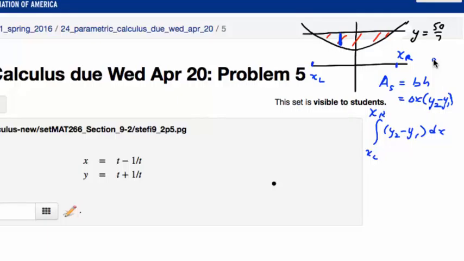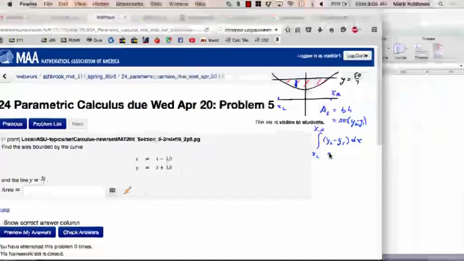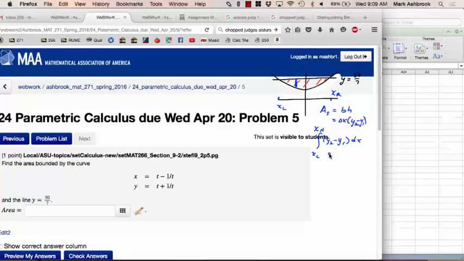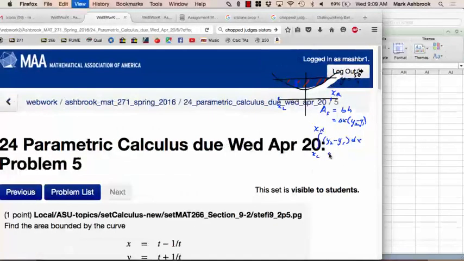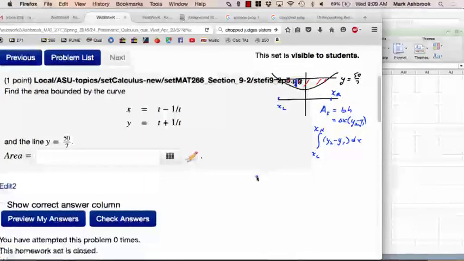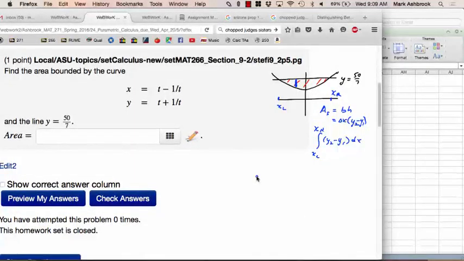It's the same approach, but we're going to be doing this whole thing in terms of t, using the parametric equations. And so what is y2? So we're just going to change this whole integral into parametric equations. This is what I need to do.